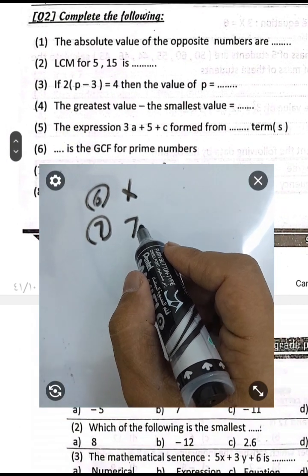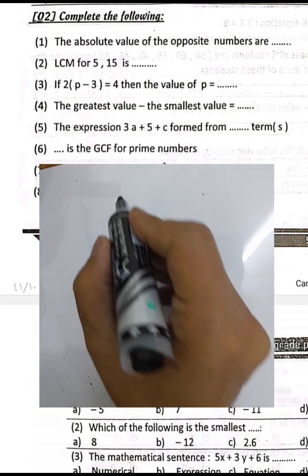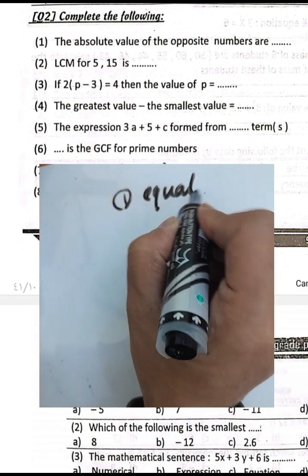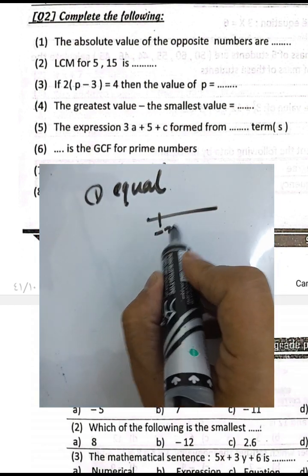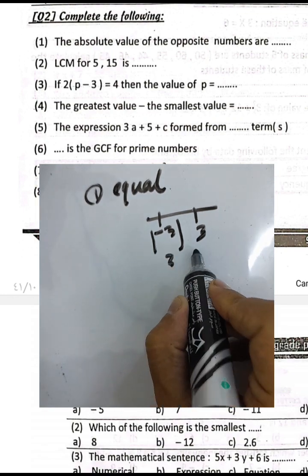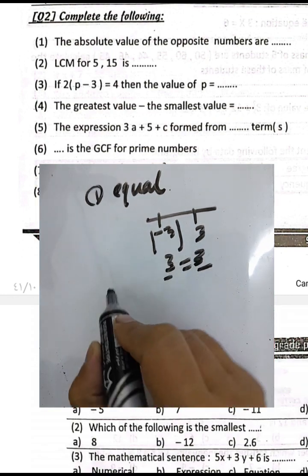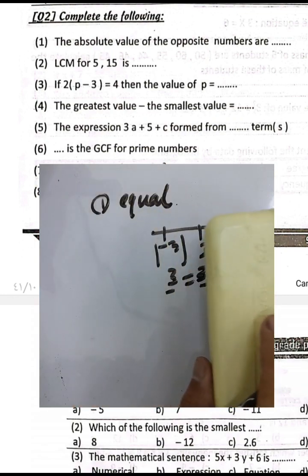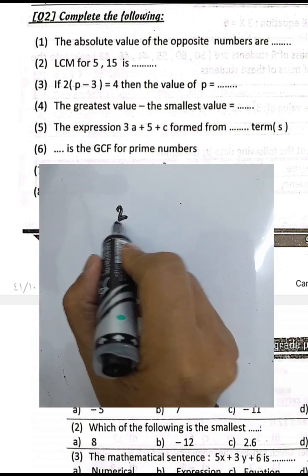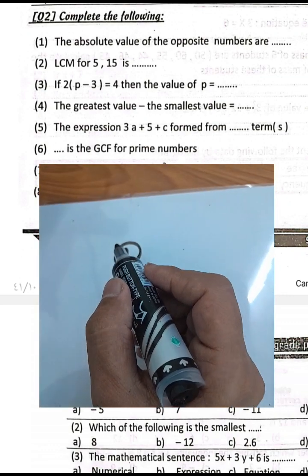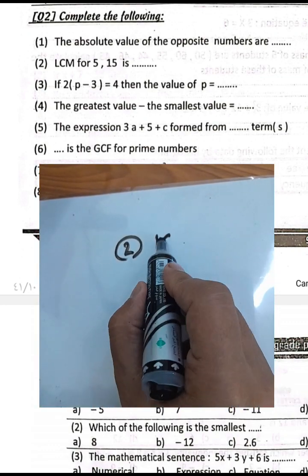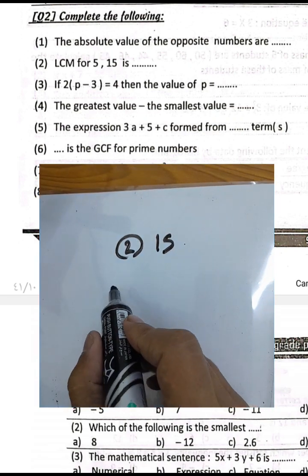Number 1, complete. The absolute values of opposite numbers are equal. For example, if we have negative 3 and 3, the absolute value of negative 3 will be 3, which is equal to this number. Then the absolute values of opposite numbers are equal. Question number 2. Least common multiple between 5 and 15. 15 can be divided by 5, then 15 is the least common multiple of the two numbers.